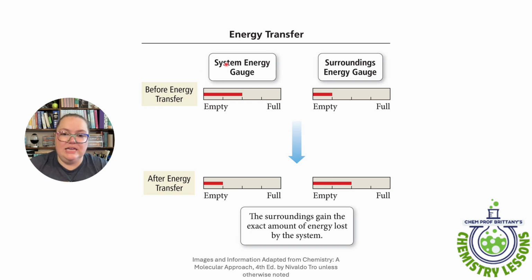So here we can see we're halfway full and now we're a quarter full, right? But the surroundings go from being a quarter to a half. So we've not destroyed energy. We've just moved it so that it's now in the surroundings. So again, energy before is equal to energy after any process.